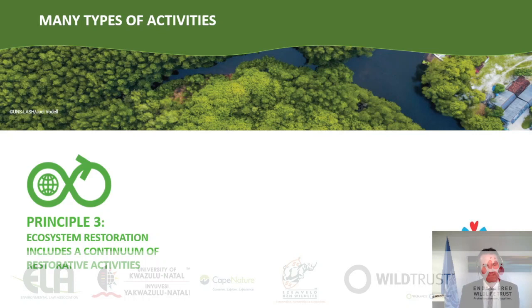Ecosystem restoration can include many types of activities. Of course, in some cases, it can, for example, be removal of trees if they're invasive species. In other cases, it can be planting of trees. In a third case, it can be natural regeneration. It depends on the local biophysical and socioeconomic context. So ecosystem restoration includes a continuum of restorative activities.